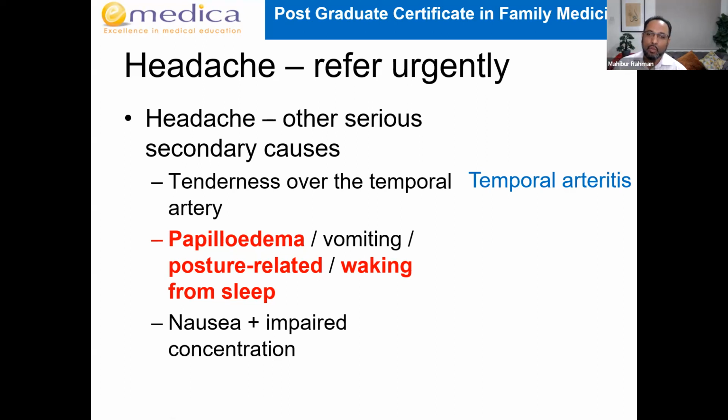Okay. What about someone with headache and when you examine, the fundoscopy shows papilledema on both sides. They're vomiting, especially in the mornings. It's so severe, it wakes them up from their sleep. And it's posture related, in that if they bend down their head, it makes the pain worse in their headache. What are we going to be thinking about?